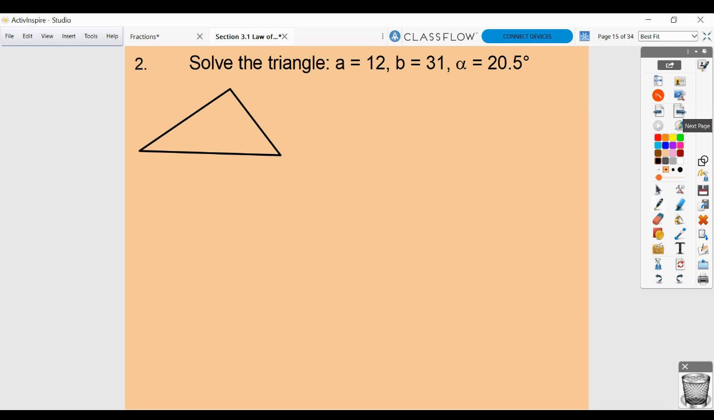Okay, here's the next example. A equals 12, B equals 31, and alpha is 20.5. So we're looking for C, gamma, and beta.